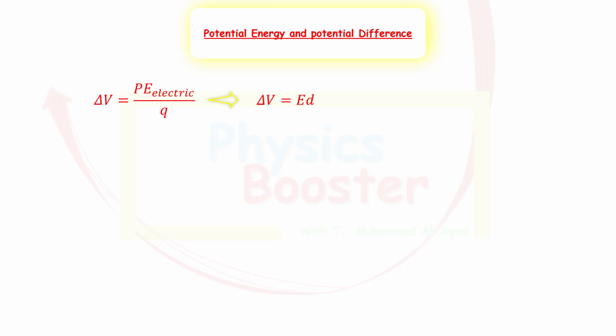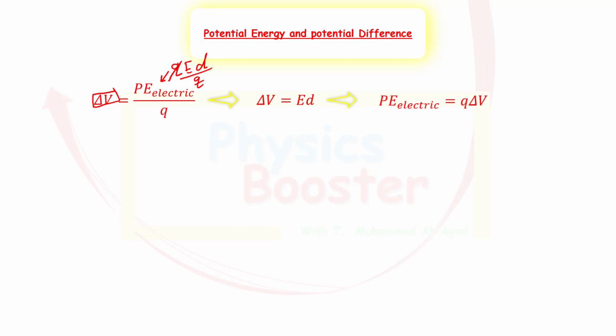Okay, so simply we can say that the potential difference, we will be using delta V for potential difference. We know that the potential energy is equal to the charge multiplied by E multiplied by D, right? So if we divide the potential energy by the charge, we will get rid of the charge here. So we know that the potential difference will be equal to E multiplied by D.